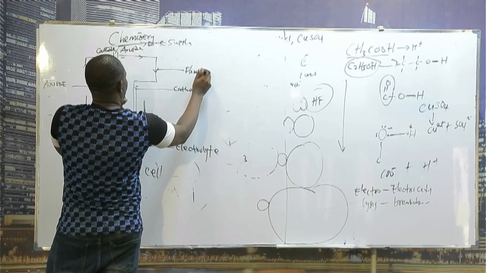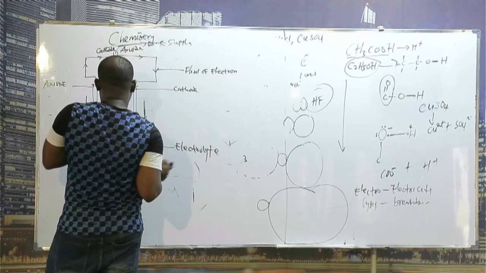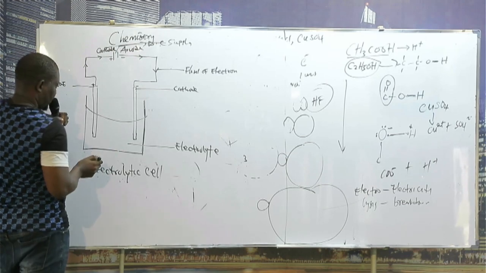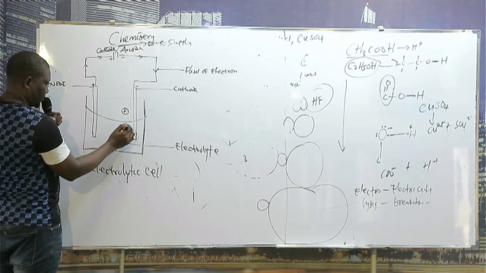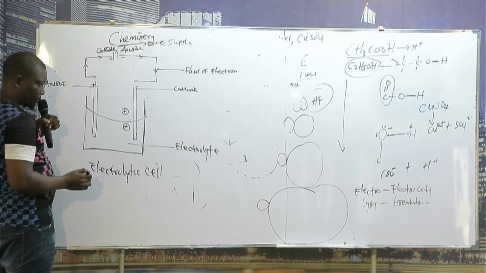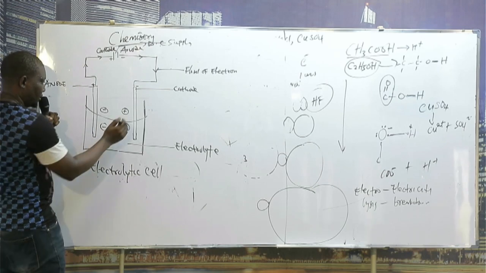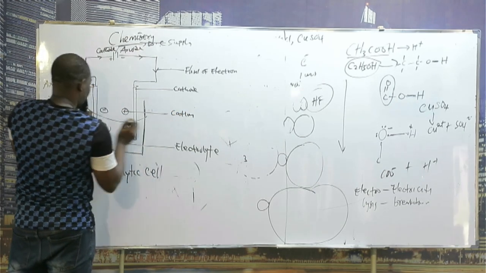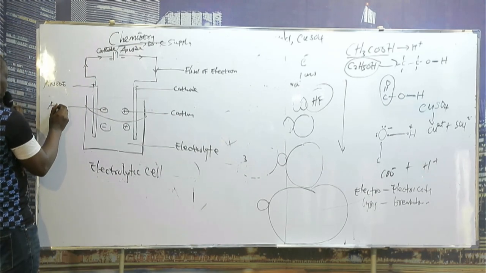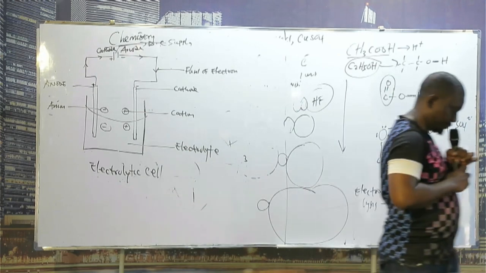You can draw now. Okay. Now, if you see something like plus, what does this plus mean? Cation. What does this one mean here? Anion. So one of these is a cation, one of these is an anion. It's not complete. Take it down.